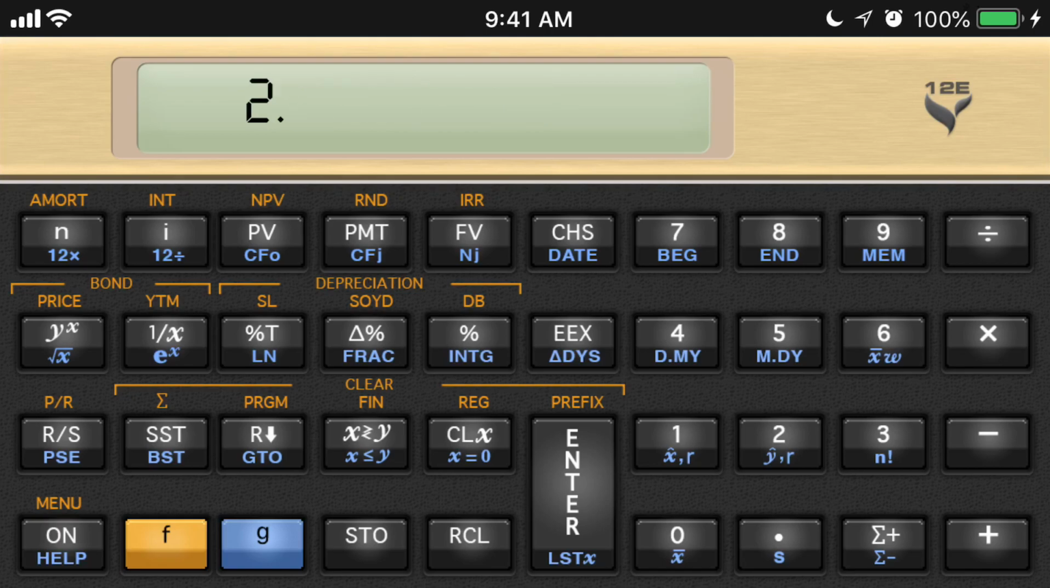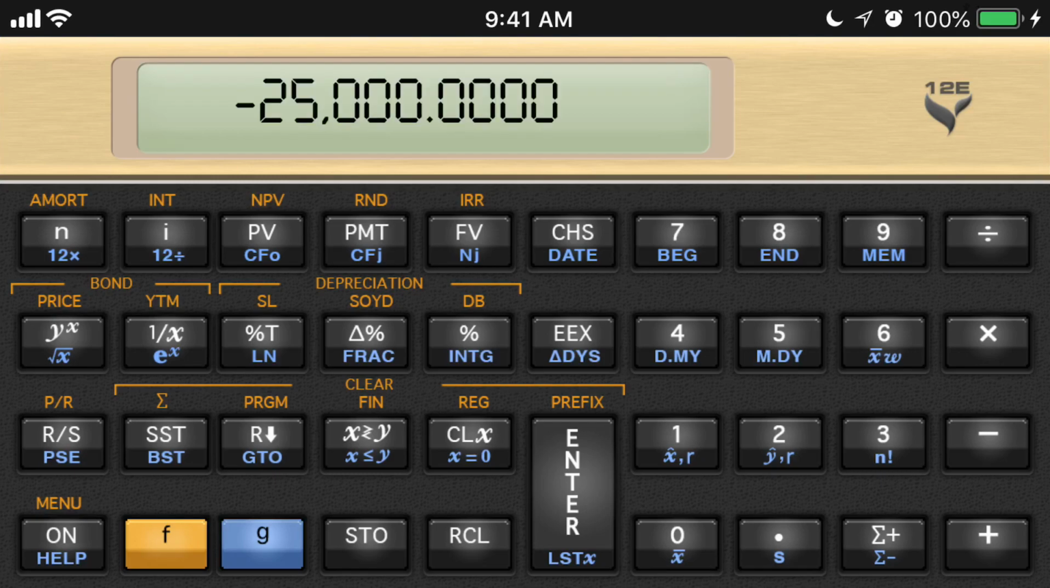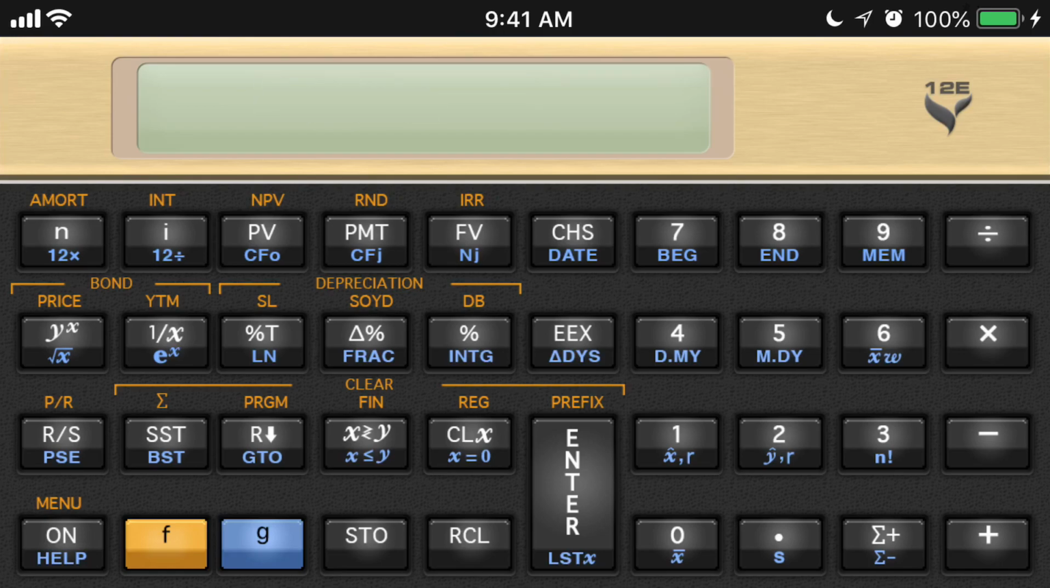Okay, so you can put in $25,000, change the sign, store it in present value. Your payment is $350. We haven't changed that. Your interest rate is, I think we changed it to 1. So now you can hit the n key, and it'll tell you that you need to finance this thing for 74 months, right? Instead of 60. So it's like 6 years and 2 months.